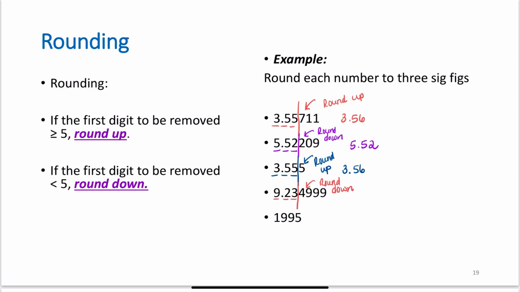If the first digit to be removed is a 5 or higher, we are going to round up. If the first digit to be removed is 4 or under, we are rounding down. It is a 4. We don't care about the 9. We are rounding down.